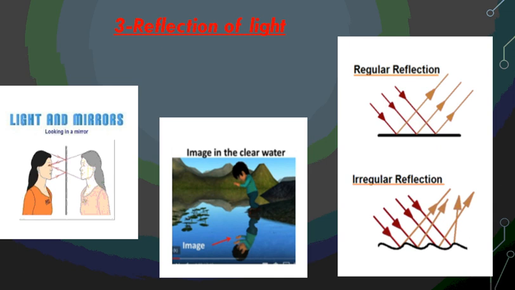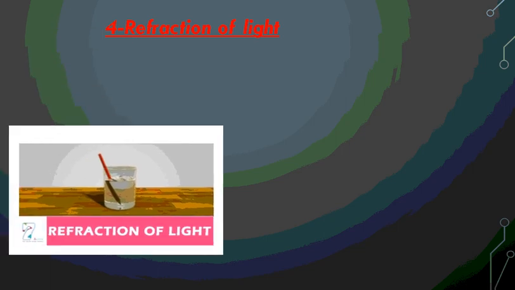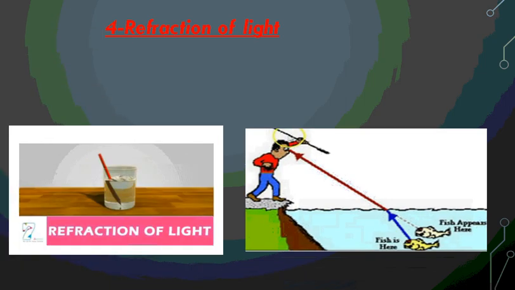The fourth property of light is the refraction of light. What is refraction? When you see the pencil in a glass of water, it looks as if it's broken or bent. Or why, when you go fishing, you see the fish near the surface of the sea, but actually it's far. Why does this happen?